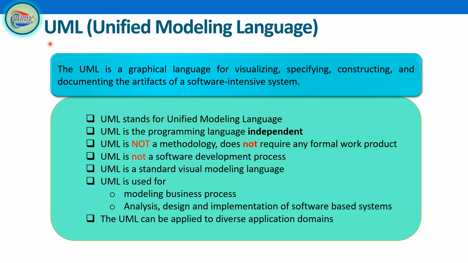UML is a graphical language for visualizing, specifying, constructing, and documenting the artifacts of a software-intensive system or systems. UML stands for Unified Modeling Language. UML is programming language independent. UML is not a methodology, and does not require any formal work product. UML is not a software development process. UML is a standard visual modeling language. UML is used for modeling a business process, analysis, design, and implementation of software-based systems. UML can be applied to diverse application domains.